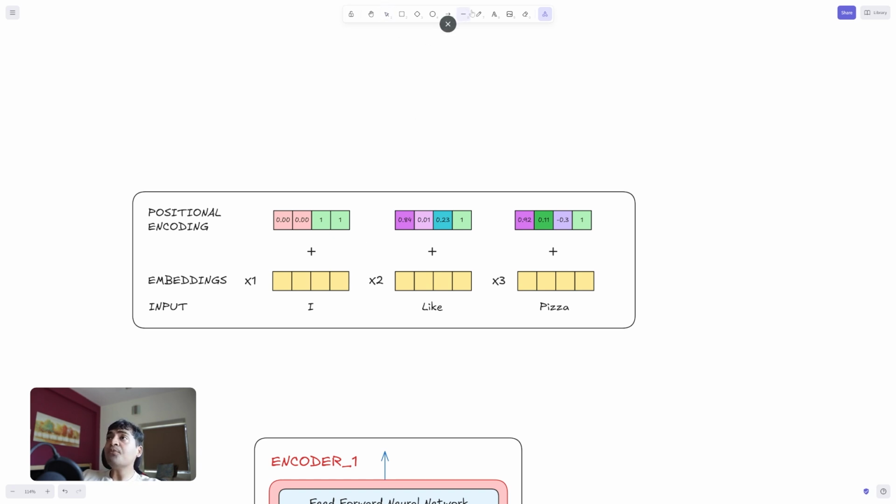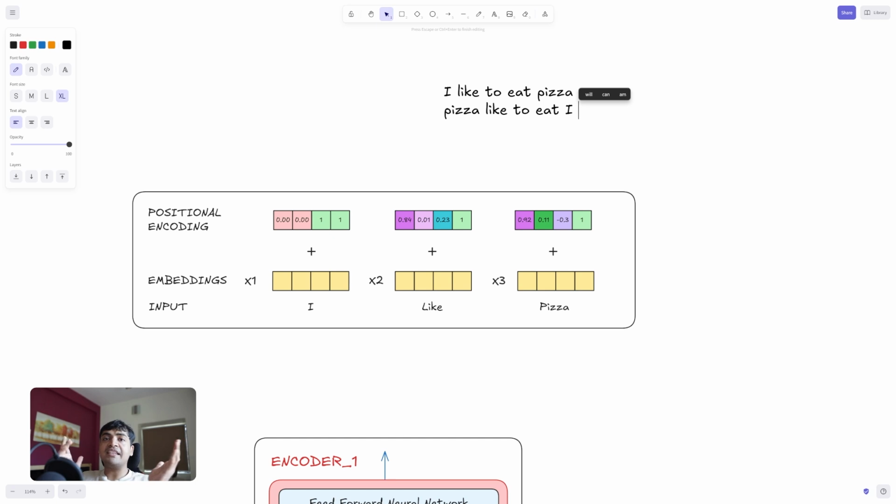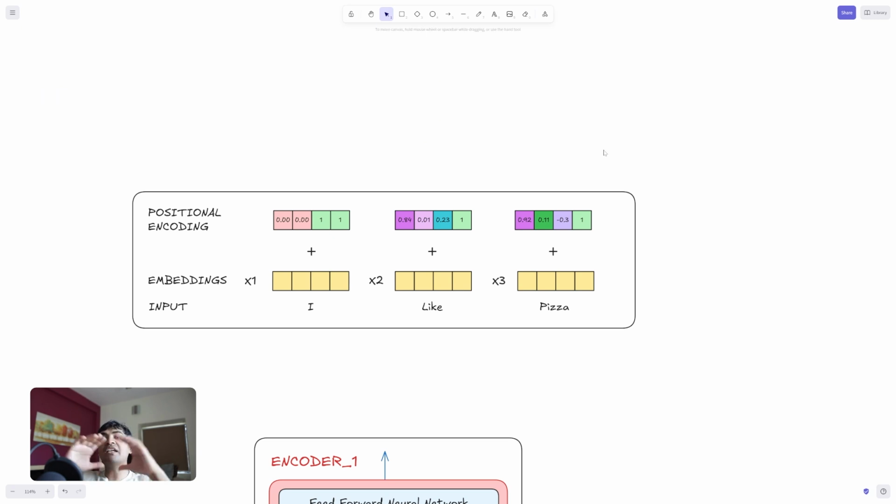So, if we do not give positional information, we can have sentences like I like to eat pizza, and we can have sentences like pizza like to eat I, and the model will think both of them are the same sentence, and obviously we don't want that, right? So we need to give the positional information of the entire sentence, paragraph, or page. We will dive more into how positional encoding is calculated and how it's put into the embedding vectors.